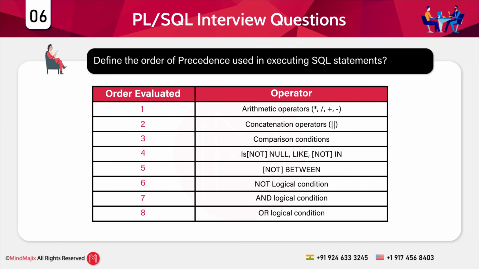After this, the next order is comparison conditions, like equal to, not equal to, greater than, less than. So these kinds of conditions get executed next. After this, you have is null or is not null, like, in or not in, and so on. After this, you have between and not between. Then you have not logical condition, and logical condition, and lastly, or logical condition. So this is the order of precedence used in actual execution of SQL queries or statements.